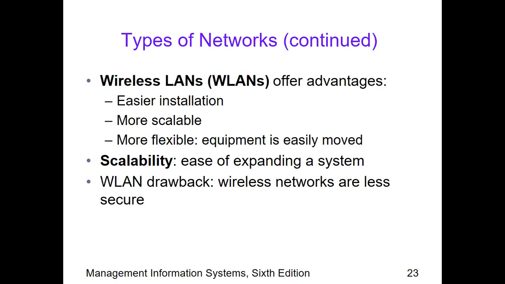Wireless offers advantages: easier installation and more scalability. We don't have to really set that up much, and of course, we can easily install it, because we don't have physical cables that would connect one network to another, or the devices to the network. More flexible also, equipment is easily moved. Scalability is the ease of expanding a system. You can really expand it easily. The drawback would be it's less secure. We do have passwords, but if somebody can know the password, then the network is no longer secure.